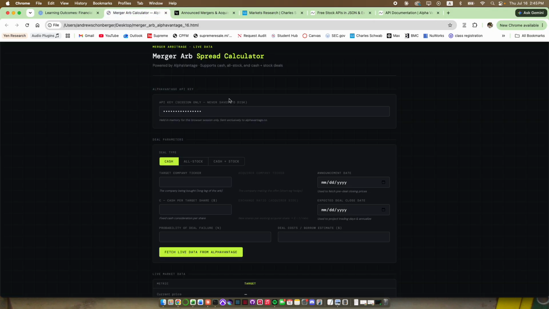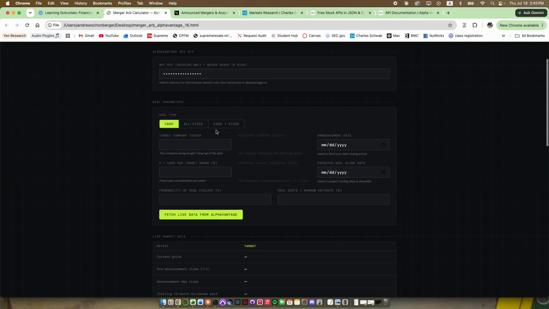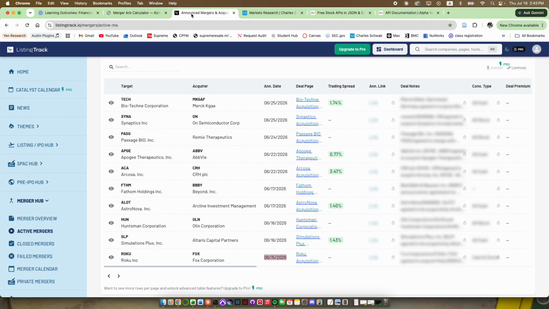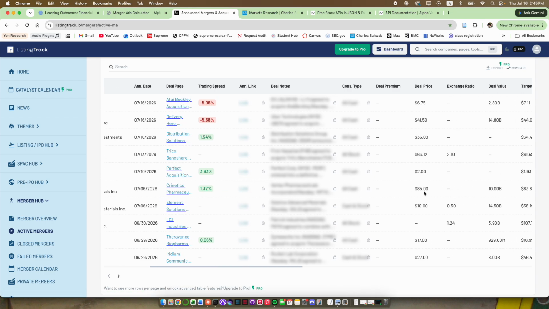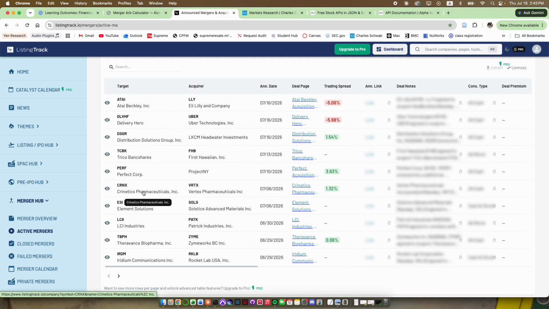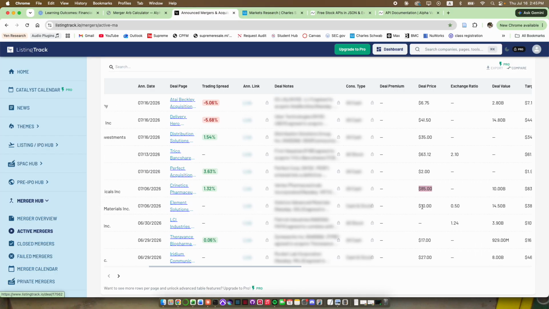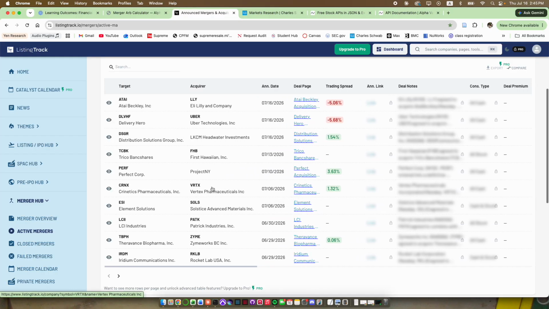After I have my API key in here, you can go in and select the deal type. I'll show you another example after this, this deal right here: Vertex Pharmaceuticals acquiring Crinetics Pharmaceuticals. This deal is all cash. Vertex is going to pay each shareholder of Crinetics $85. And then I'll show you how that works in the calculator.